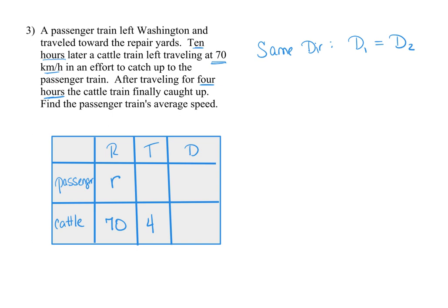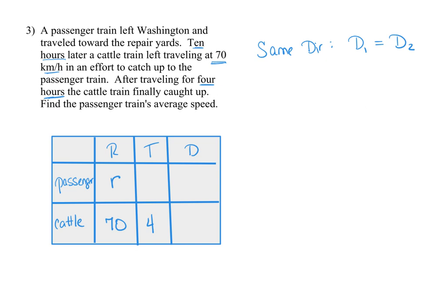But now I have a problem. I have something else there. So when you have another box, go back to your problem and say, did they give me a context clue? Whether it's 2 rates missing or a rate and a time missing, go back. They mentioned time earlier, right? 10 hours later, the cattle train left traveling 70 kilometers per hour. Which means how long had the passenger train been traveling when the cattle train left? 10 hours. The passenger train left and traveled for 10 full hours before the cattle train did.